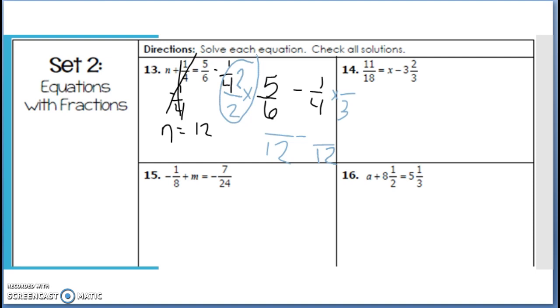So anyway, we multiply straight across. 6 times 2 is 12. 2 times 5 is 10. So really, 5/6 is the same thing as 10/12.